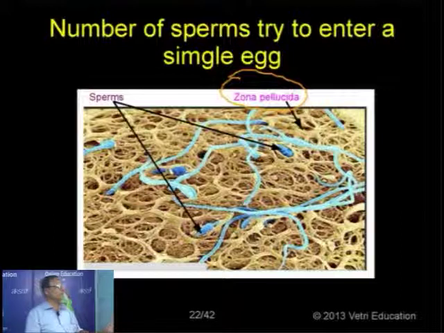Millions of sperms are approaching a single egg, but only one can enter and all others are left out. See the surface: the blue filament structures with the thick blue head represent the sperms. So a number of sperms try to enter into a single egg.